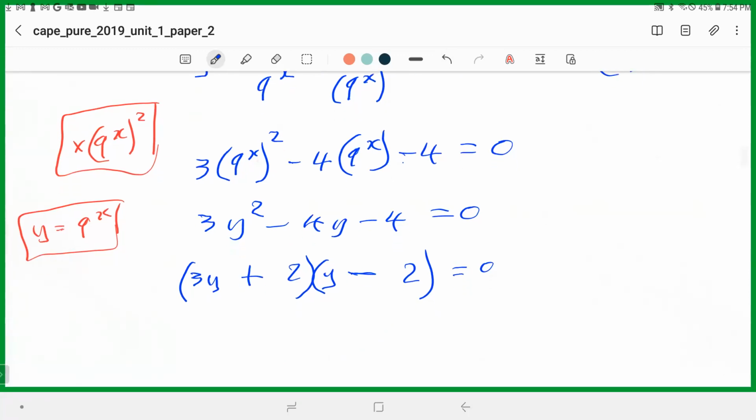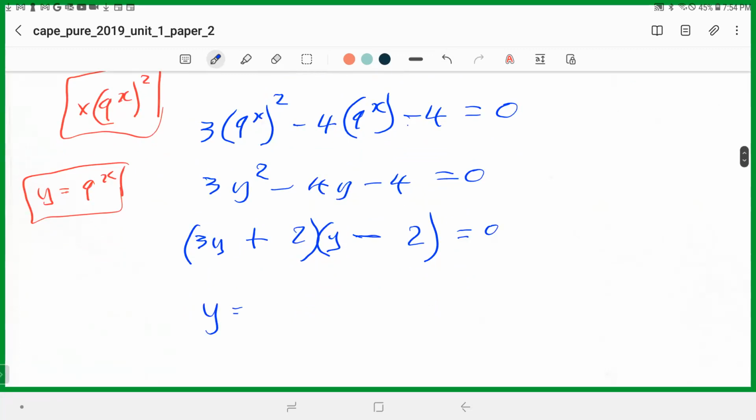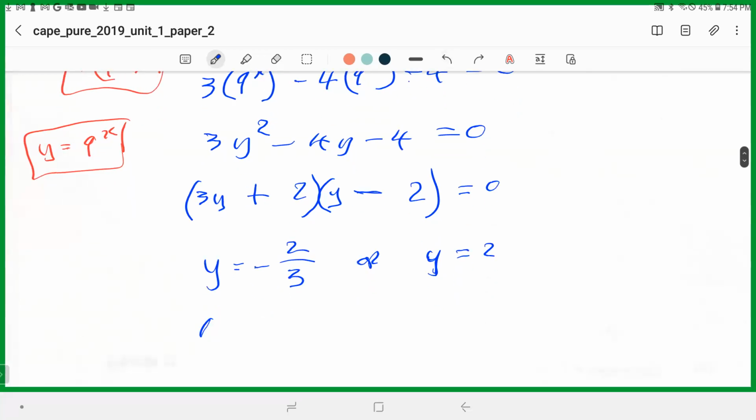Good? So we end up getting y equals minus 2 over 3 or y equals 2. Remember, y equals 9 to the x. I can go back and put 9 to the x equals minus 2 over 3 or 9 to the x equals 2.